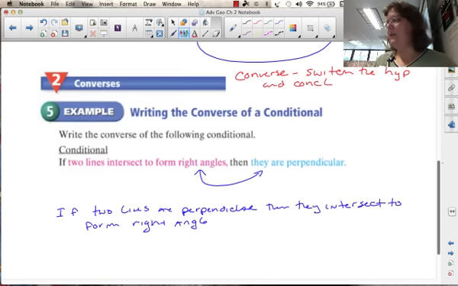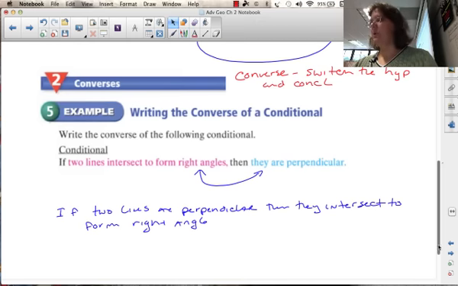Okay. And one of the things we're going to be looking at in the next section is just because the conditional is true doesn't mean the converse is true. If two lines intersect to form right angles, they are perpendicular. That's a true statement. If two lines are perpendicular, they intersect to form right angles. That's also true. So in this case, not only is the conditional true, but the converse is also a true statement.